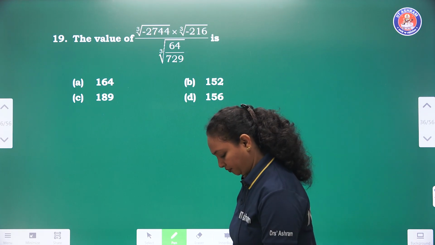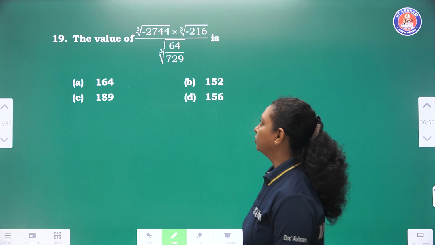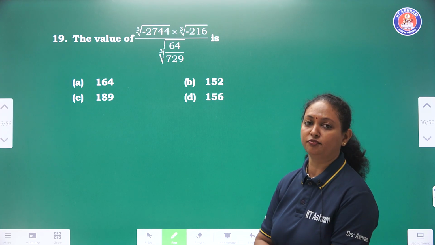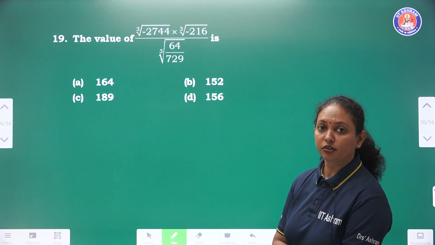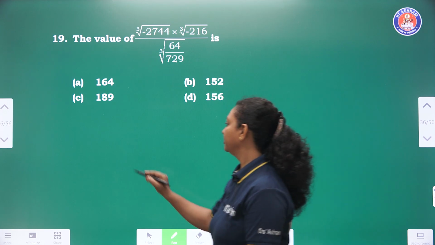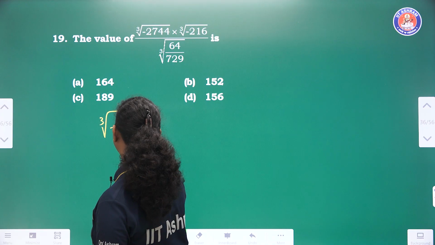Same here, you have to find cube root and square root of some numbers and then you have to simplify. So cube root of minus 2744. Which method are we using to find the cube root? Estimation method. Do you remember that? Let's revise once more. Cube root of minus 2744.